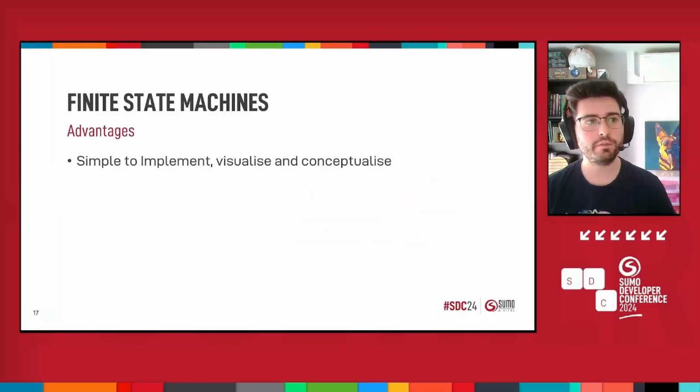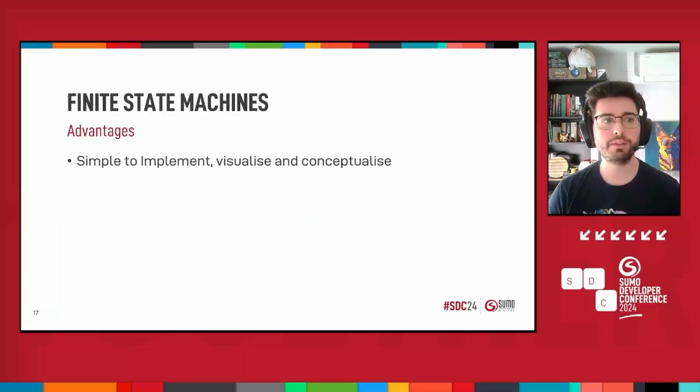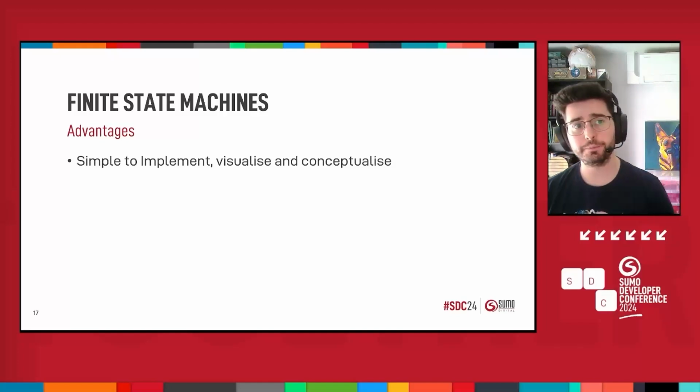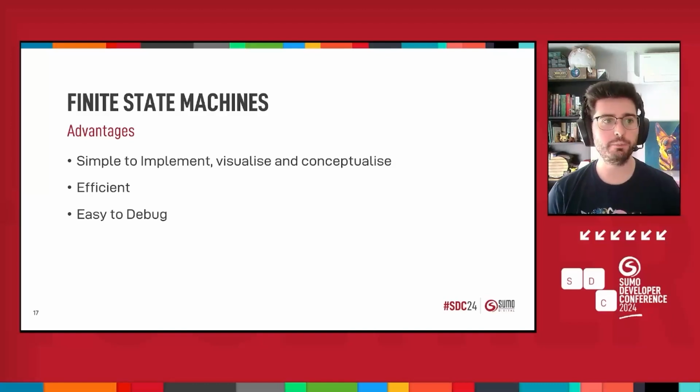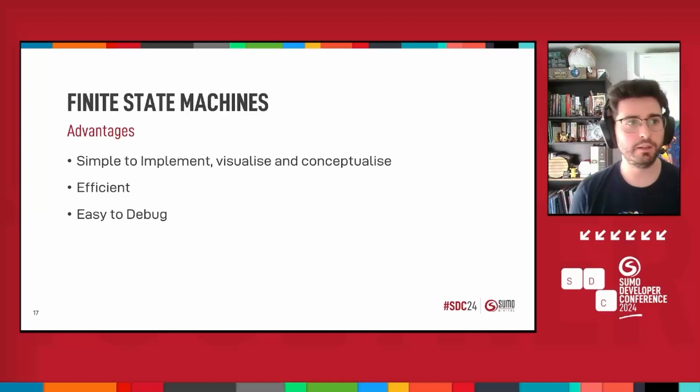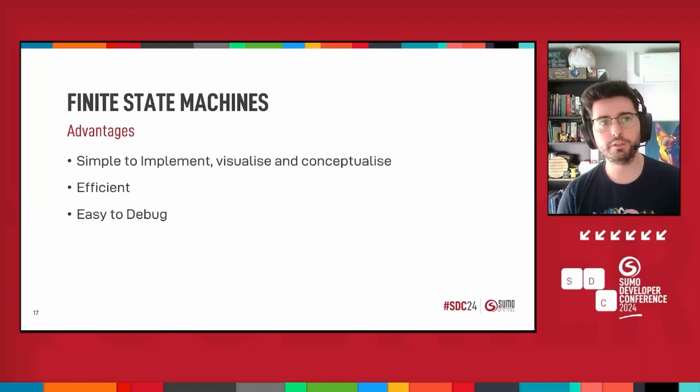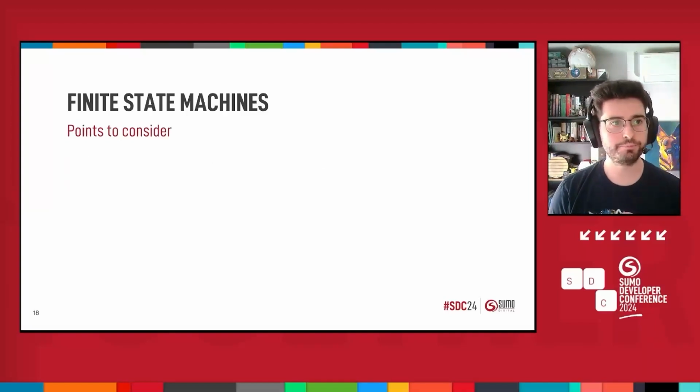So, what are the advantages of finite state machines? They are very simple to implement, visualize, and conceptualize, as in, because they are so visual, it's quite easy to follow the logic from one state to the other. They're quite efficient transitioning from state to state. It's what state machines are meant to do, so they are quite good at it. And depending on their size, they can be quite easy to debug. Obviously, the bigger they become, the harder it becomes to follow. So smaller state machines, easy to debug. Bigger ones, not so much.